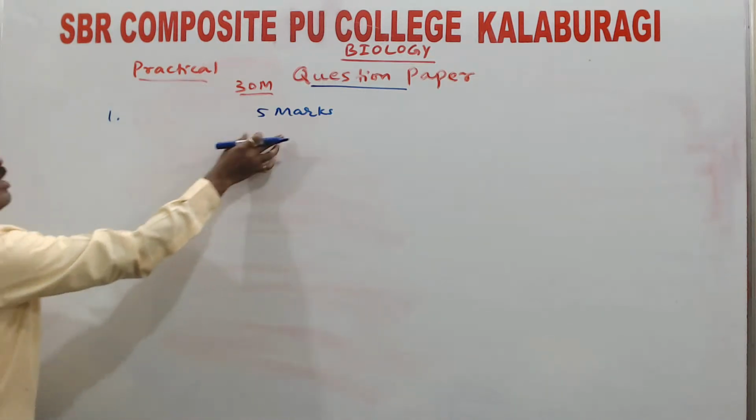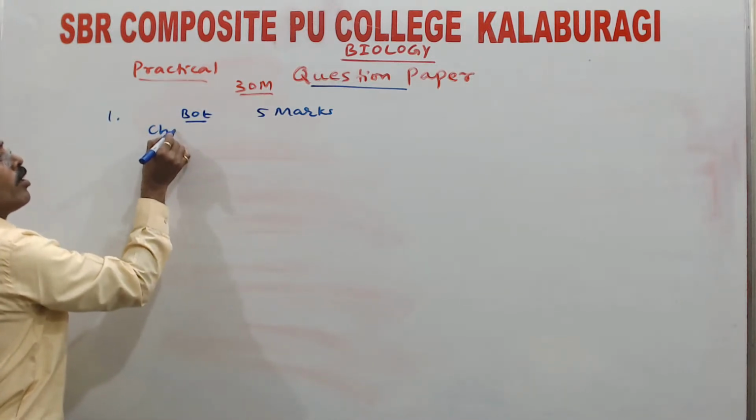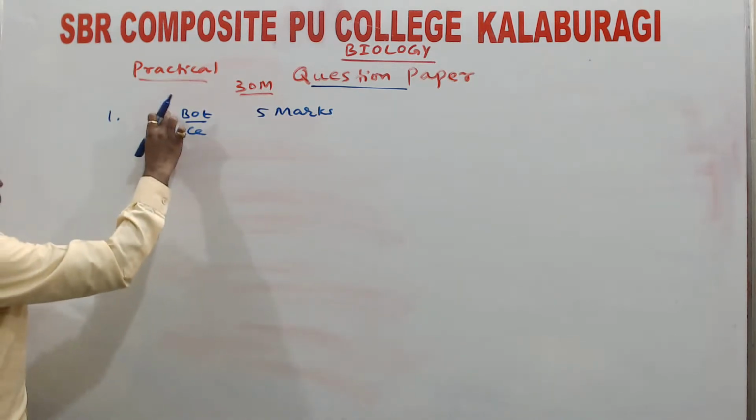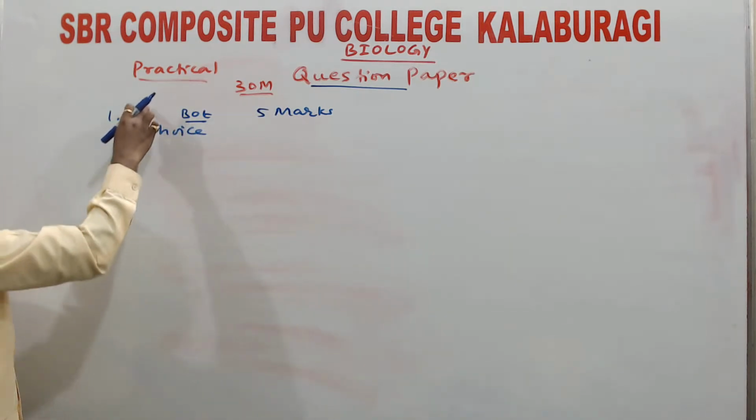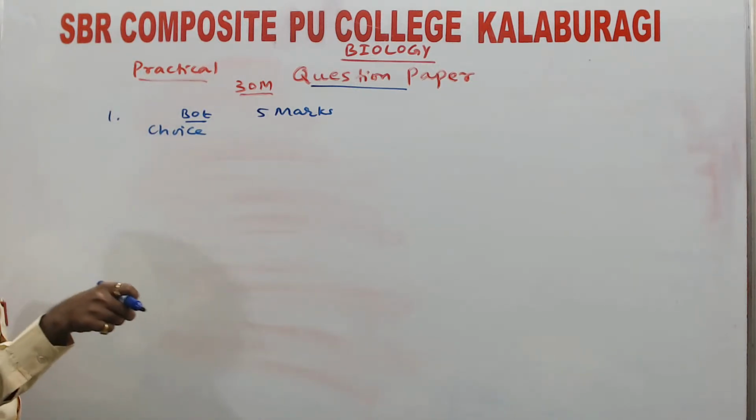Question number 1, it is 5 marks. Usually it is a botany question. Choice will be there. Some of the practicals also have been deleted. We will come to know later on, no need to tell now, right? Usually 3 questions will be there. Any one you can perform in the practical exam.